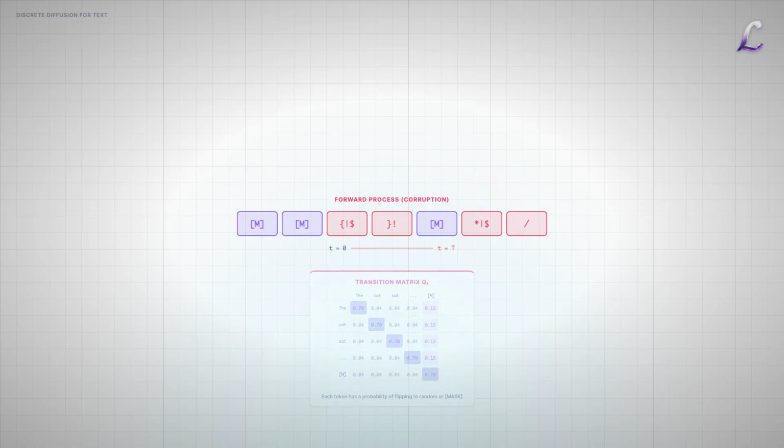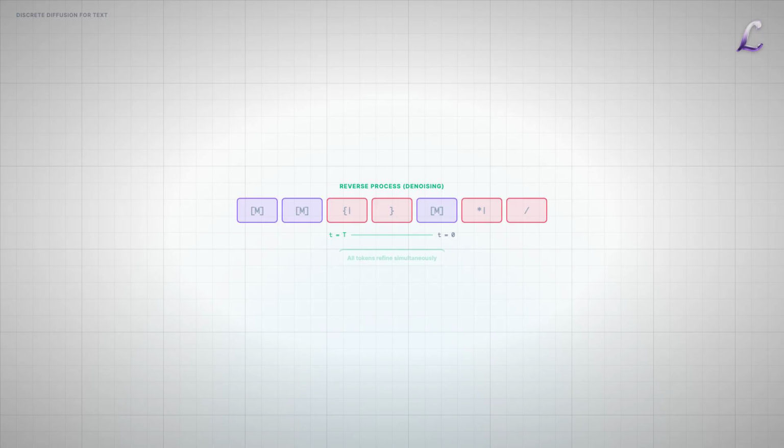This is discrete diffusion. Unlike GPT-4, which generates left to right, discrete diffusion generates holistically. It refines the entire sentence at once, allowing for bidirectional context and global coherence that autoregressive models struggle to achieve.